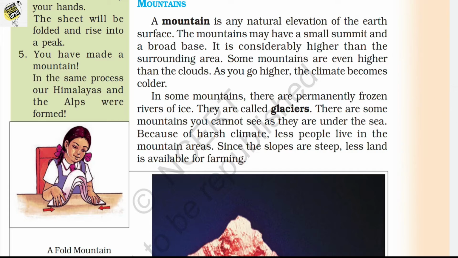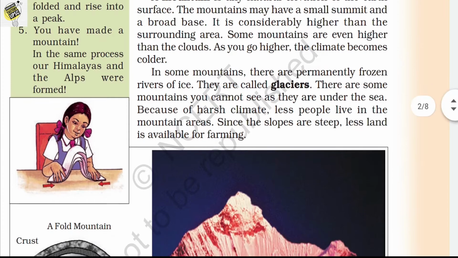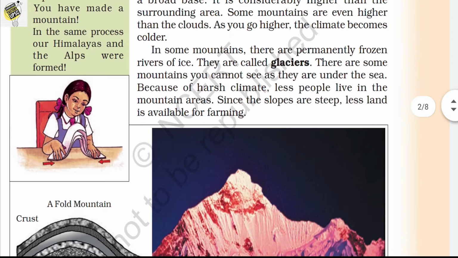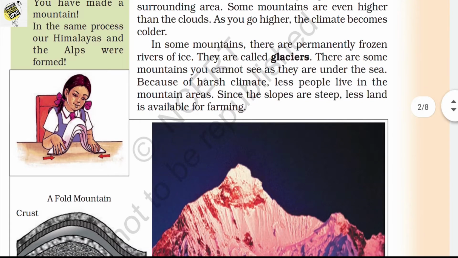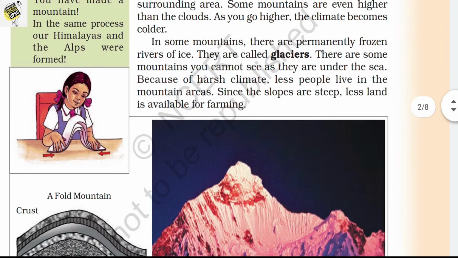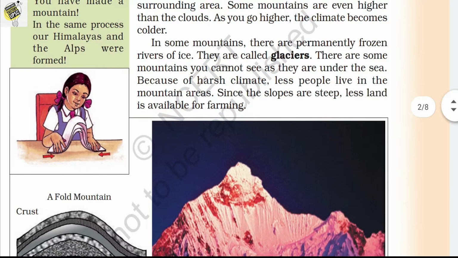In mountains there are permanent frozen rivers of ice. They are called glaciers. So what is a glacier? In the mountains there are permanent frozen rivers of ice and they are called glaciers. There are also some mountains you cannot see as they are under the sea.